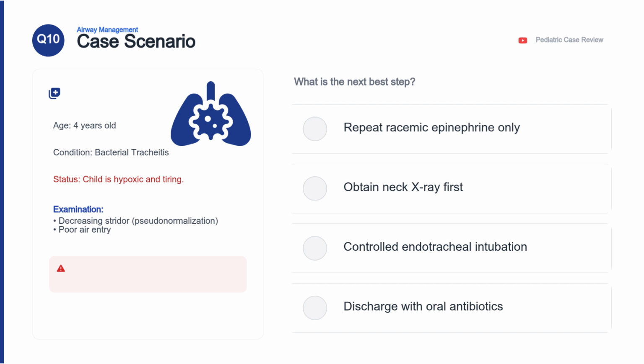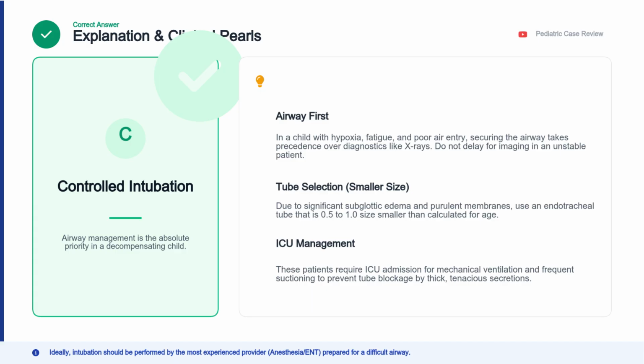Option A, administer another dose of nebulized racemic epinephrine only. Option B, obtain lateral neck radiograph first. Option C, proceed with controlled endotracheal intubation by the most experienced available team. Option D, discharge home with oral antibiotics. The correct answer is C, proceed with controlled endotracheal intubation by the most experienced available team.